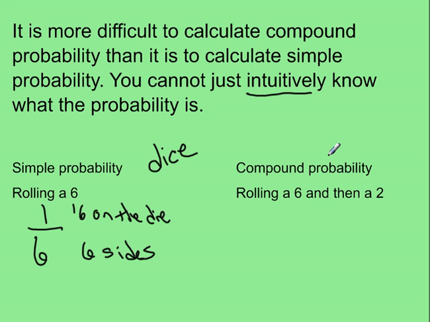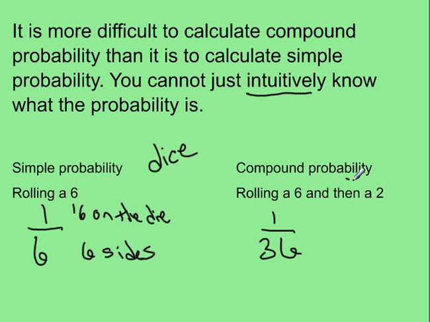Compound probability is not as easy. Let's say you want to roll a 6 and then you want to roll a 2. Some of you might say, oh, maybe that's 1 out of 12 because you're rolling the die twice, so you have 12 things there. Some people might say 8 out of 6, because 6 plus 2 is 8. Or they'll try to say it's 2 out of 6 because you can get a 6 or a 2. None of those work. The actual compound probability of rolling a 6 and then a 2 is 1 out of 36.